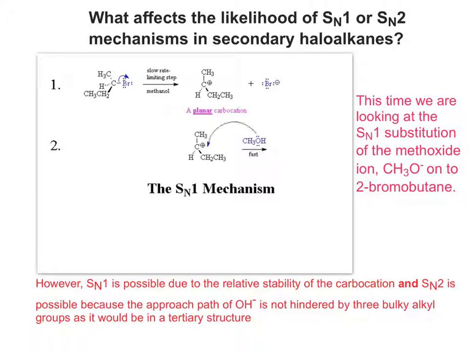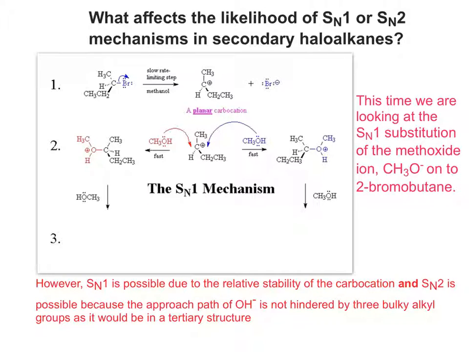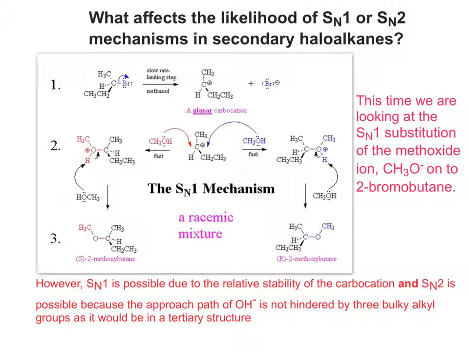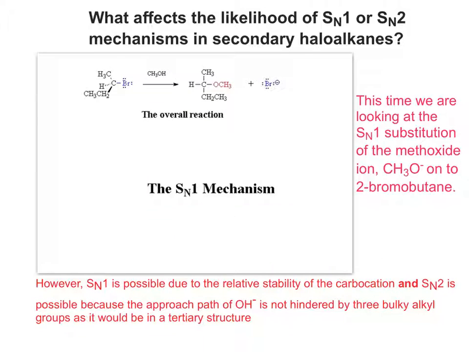In the second step, the planar carbocation can be attacked on one side, or it can be attacked on the other side. Each one produces a slightly different orientation of the four groups around the chiral carbon. And those two versions are a racemic mixture, a 50-50 mix of the two enantiomers.